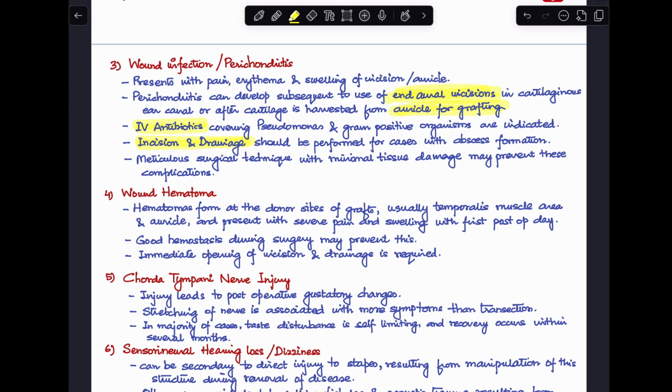Fourth complication is a wound hematoma. These hematomas can develop at the donor site of the graft, usually the temporalis muscle area, and the auricle. And usually the patient will present to you with severe pain and swelling within the first post-operative day. You can prevent this during surgery by performing good hemostasis. And in case a patient does come to you with a wound hematoma, you need to do an immediate opening of the incision and drainage.